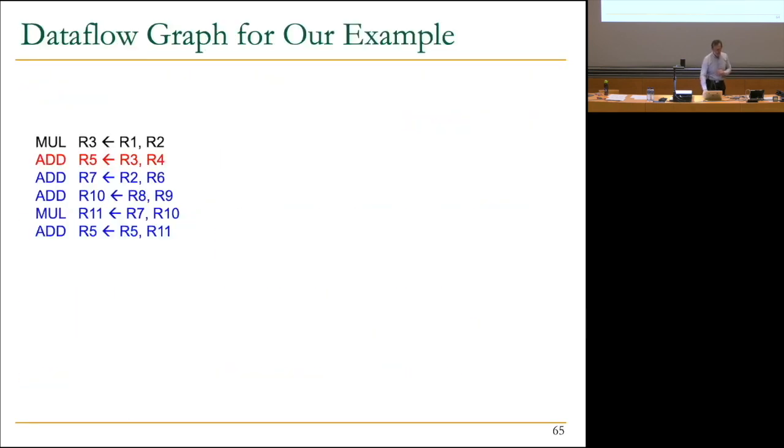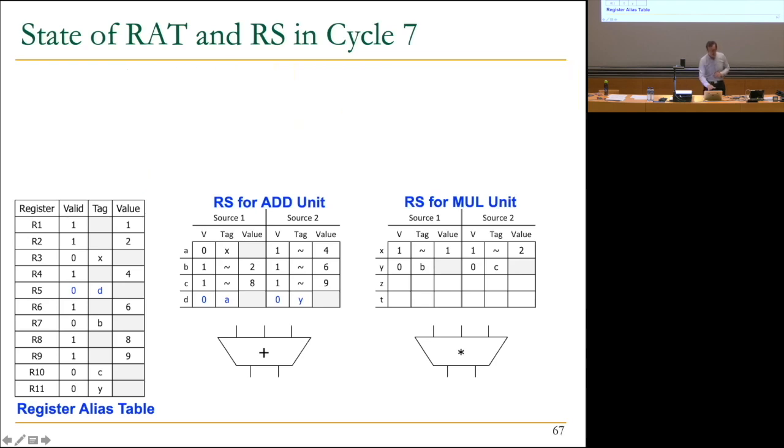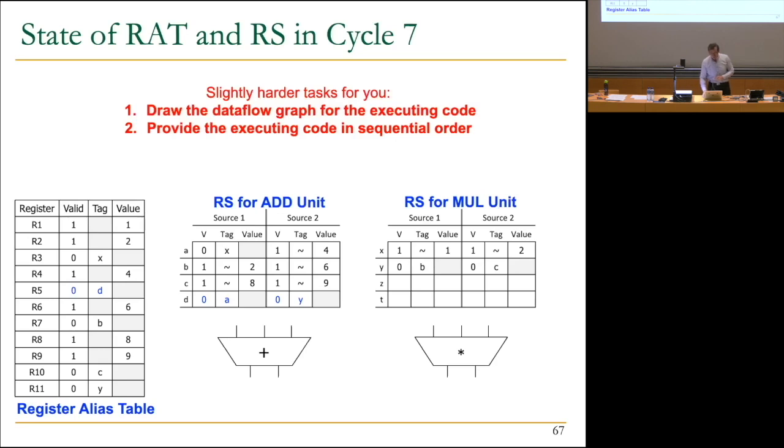So as I promised, if I give you this code, you should be able to draw the data flow graph. That's a forward problem. I'm not going to do that, but I'm going to do it in a reverse way. Basically, this was the state of the register alias table and reservation station in cycle 7 in our simulated program. And if somebody gave this to you and asked, what code is in the machine right now? You could actually draw the data flow graph. And that's what we're going to try to do right now, very quickly.